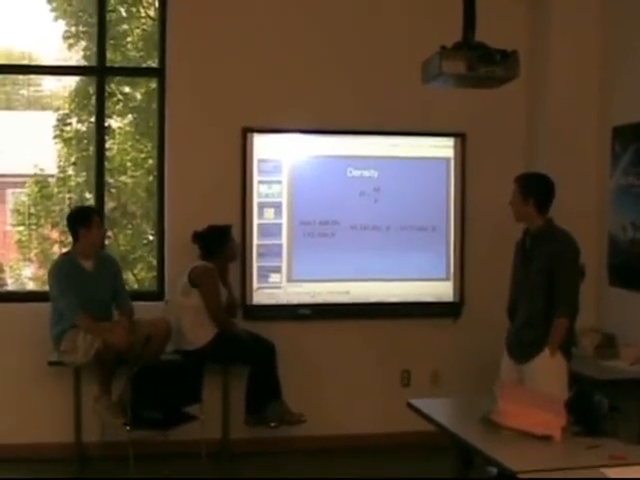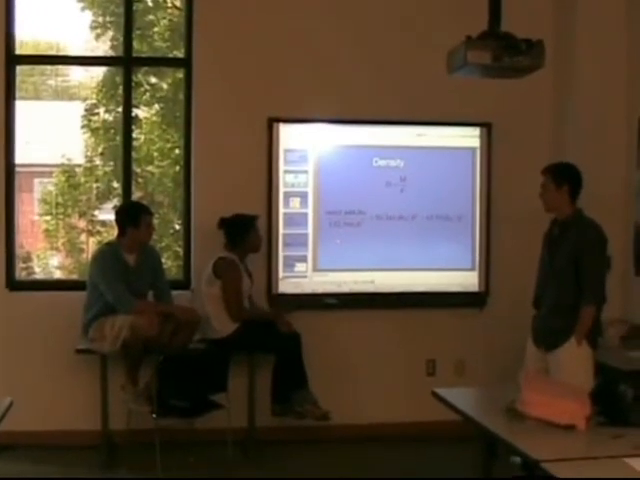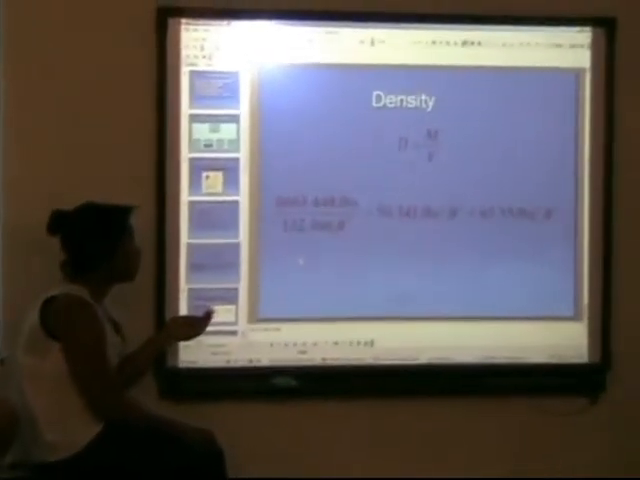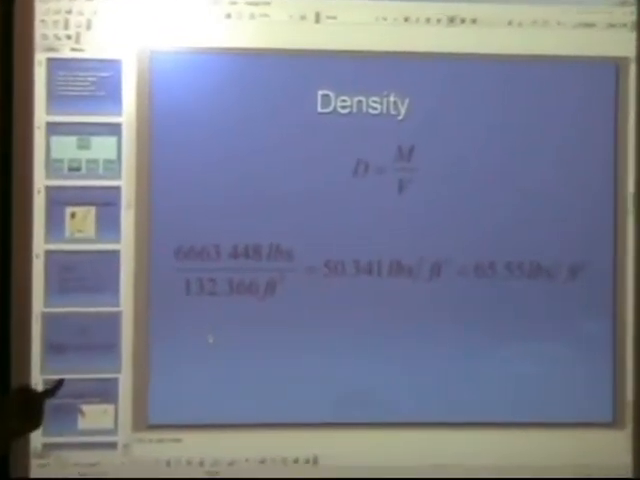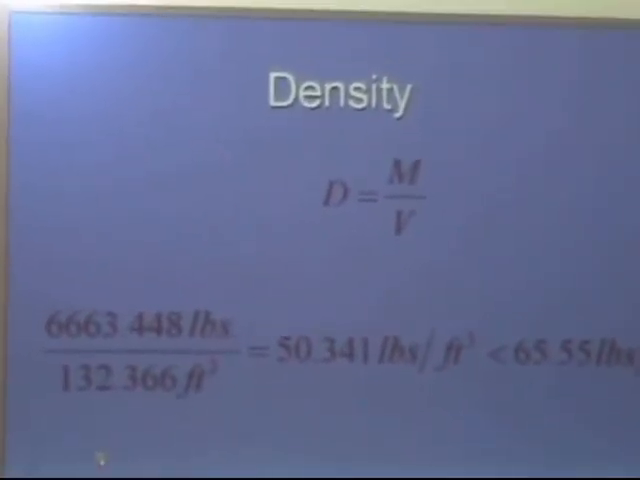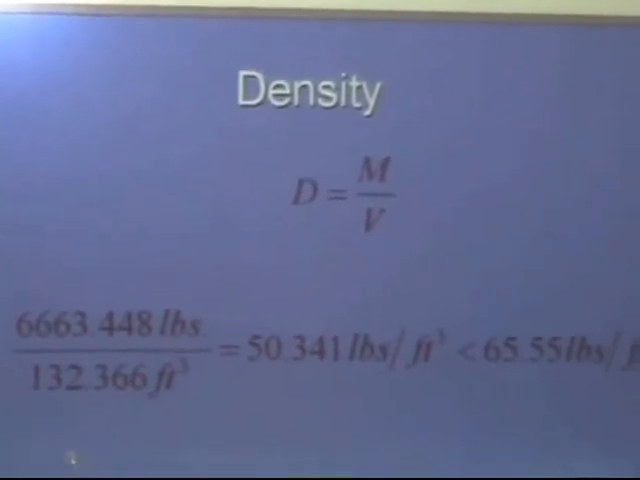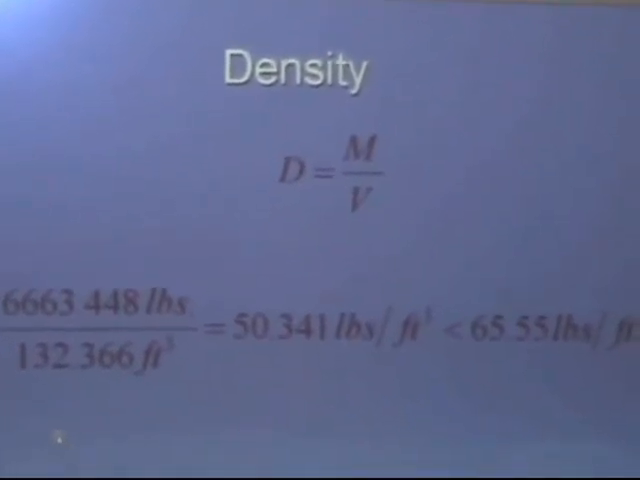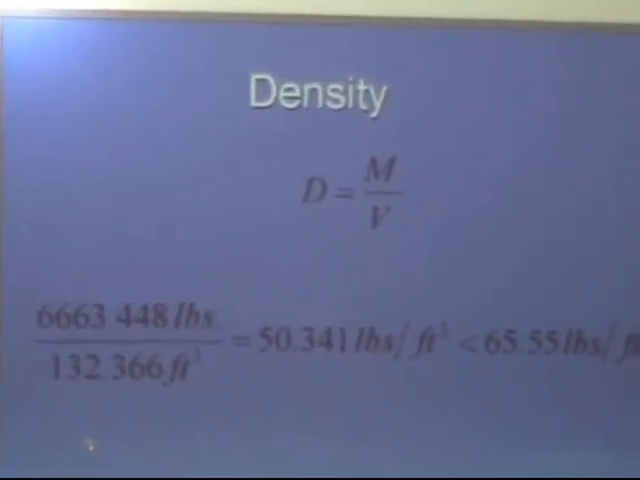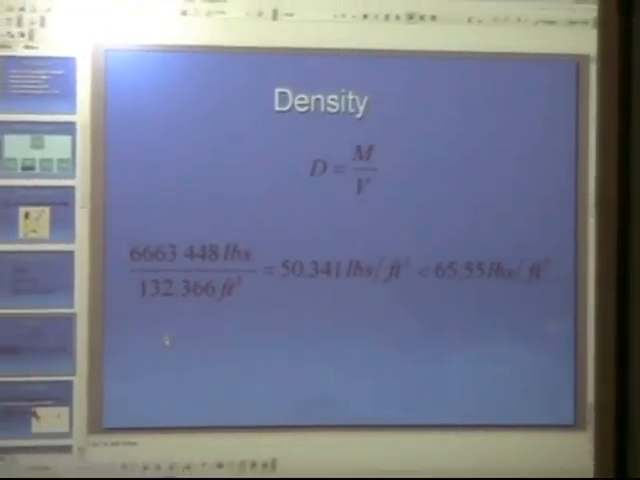Yeah. To see if it floated or not, we just use the basic principle that density is equal to mass over volume. So the entire mass of the buoy divided by the volume of the water displaced would give us the density of the actual buoy. And we were given the density of the water. And so the density of the buoy is less than the density of the water when it floats. And the density of the water in seawater is 65.55 pounds per cubic foot.